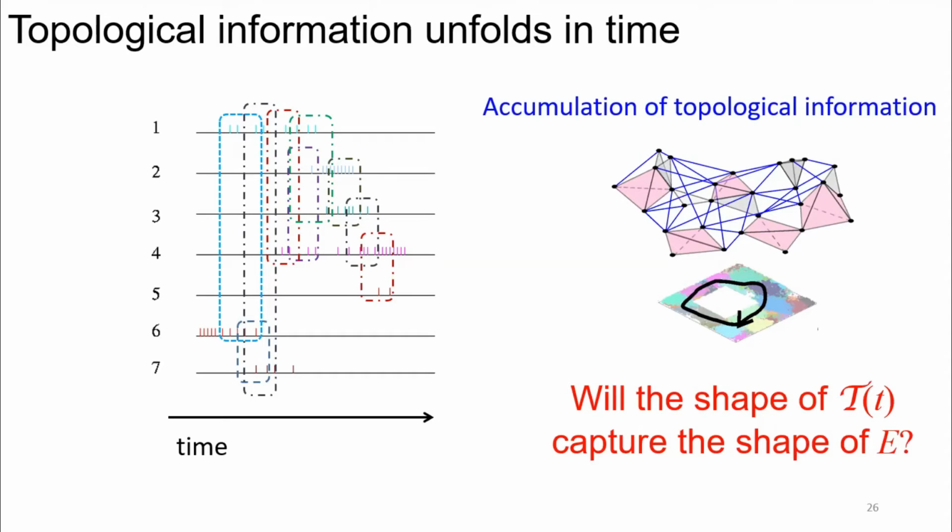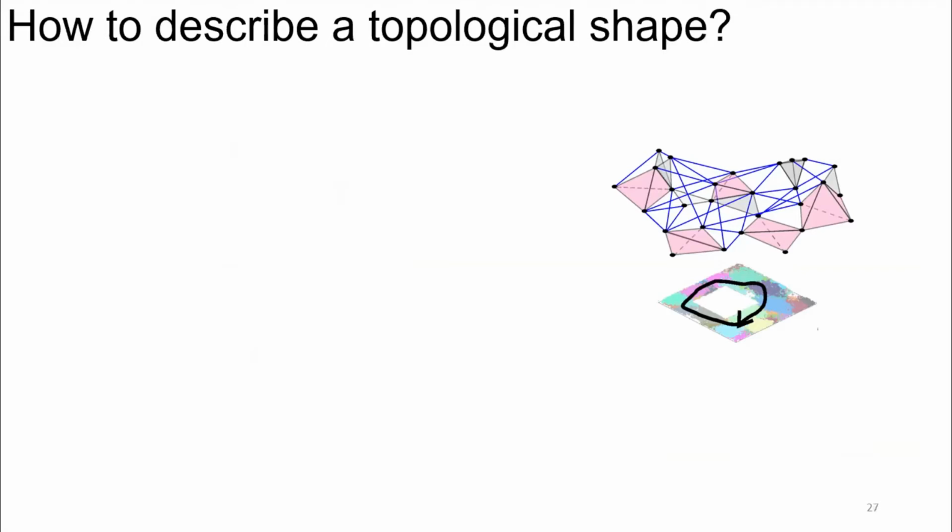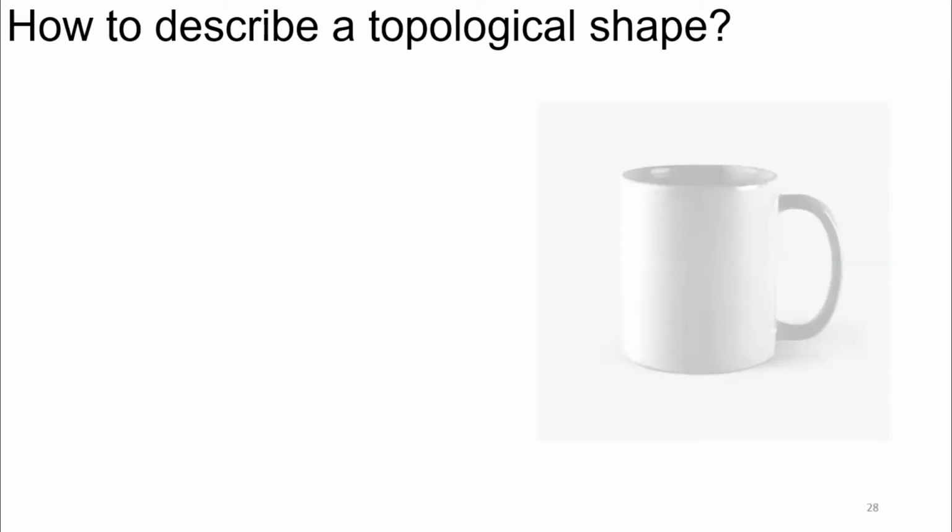Now, before I go into discussing this question, I would like to take a short 5 minutes to define mathematical terms here. When I'm saying our goal is to describe the topological shape of that simplicial complex, the question is, what does it mean to describe a topological shape? What does it take to describe the topological shape of a cup, for example?